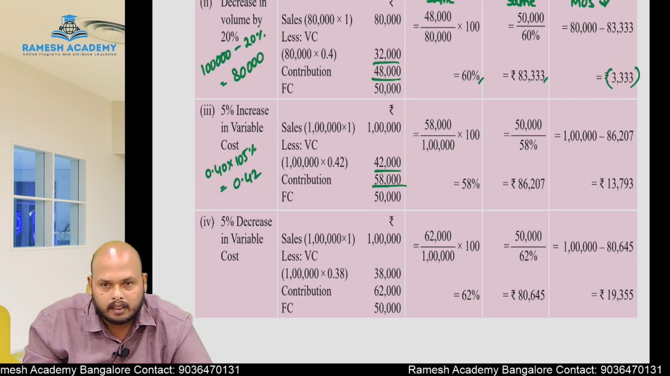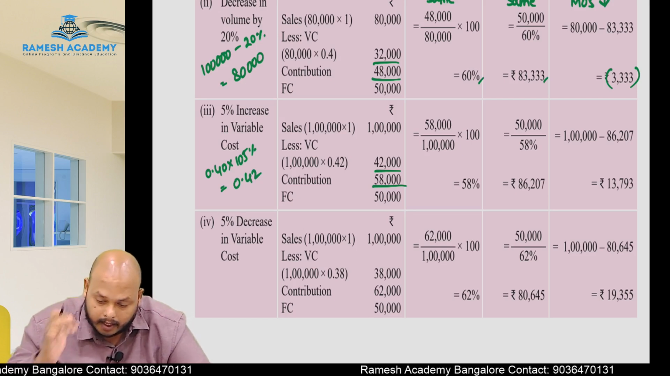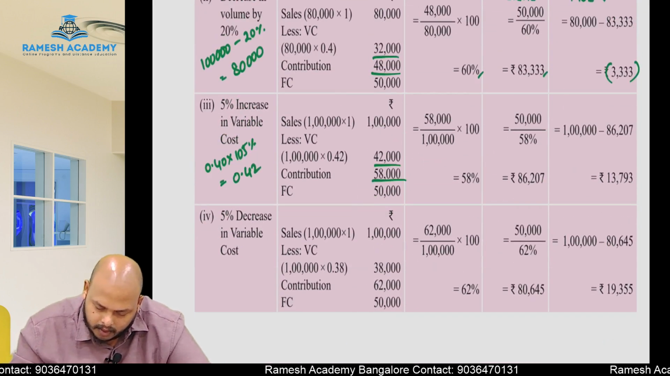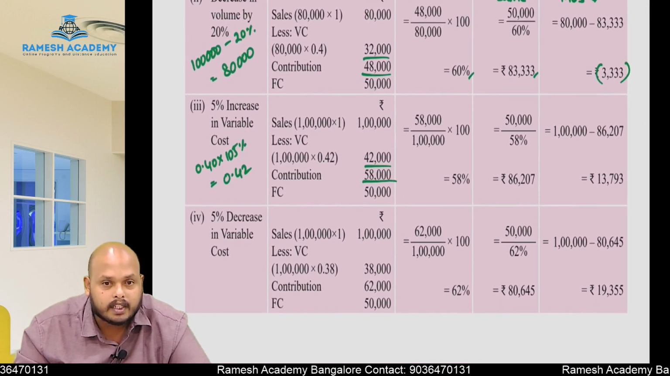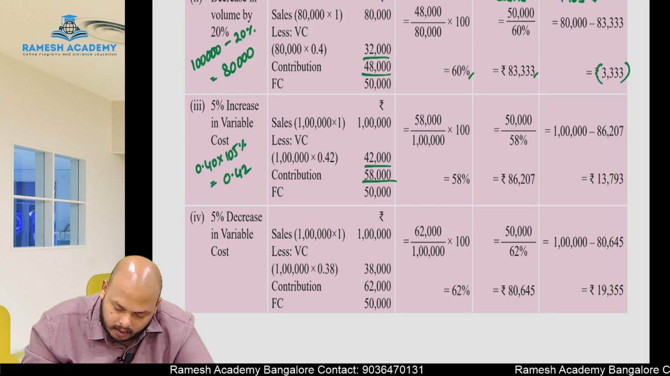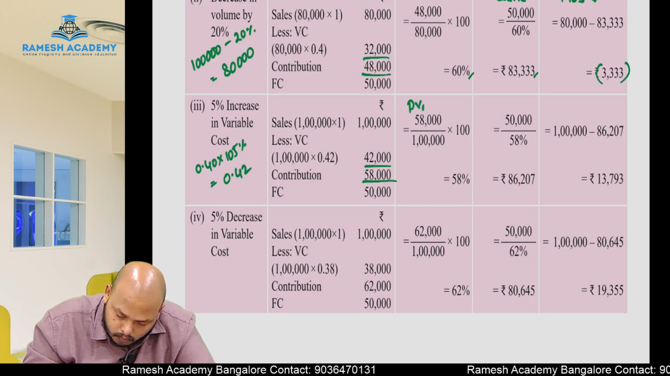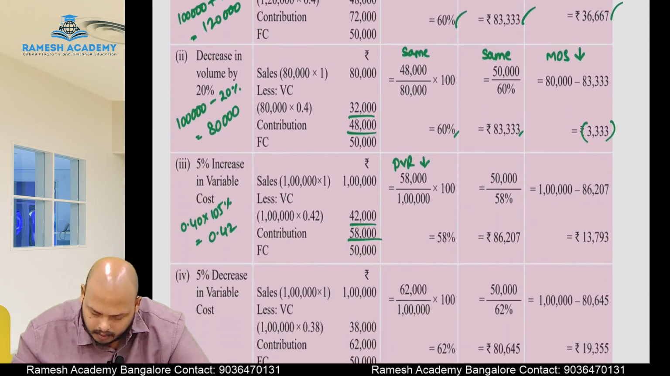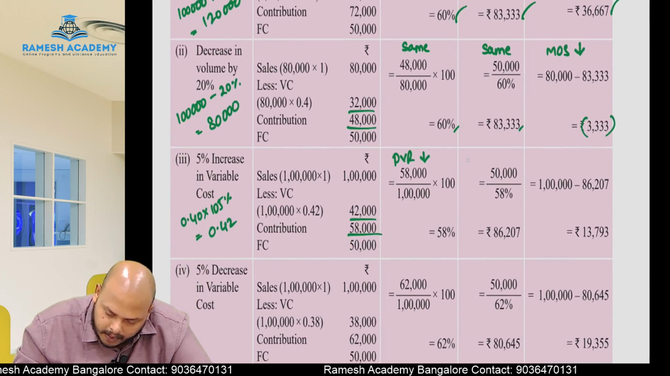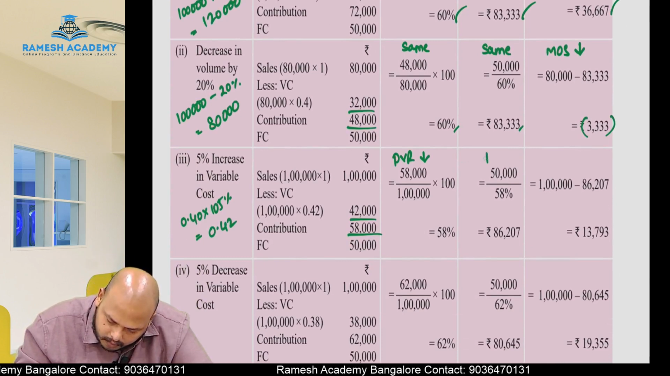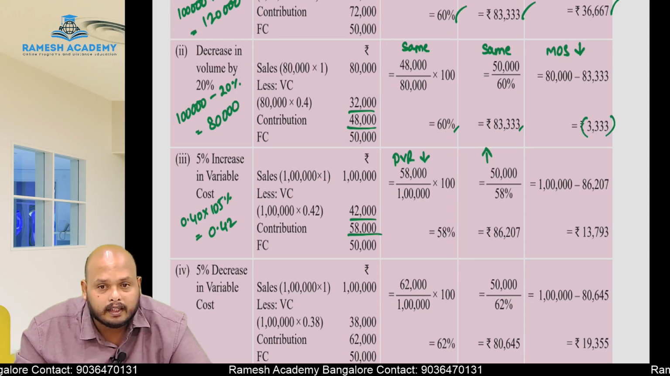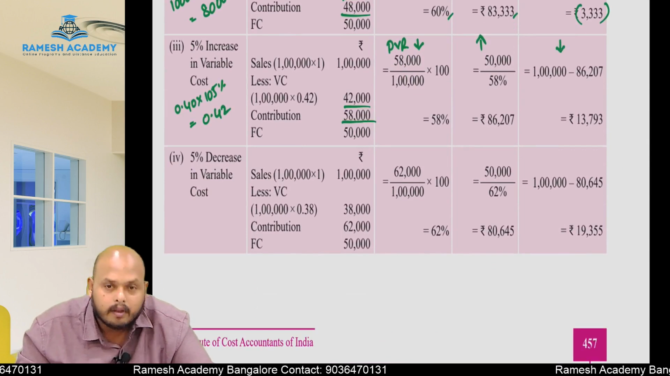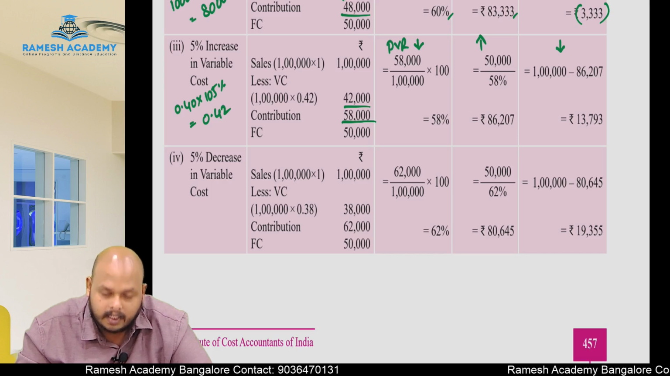Again, break even point 86,207 and the margin of safety is 13,793. Okay, means here when the variable cost is increasing, PV ratio decreases. Why? Because before it is 60, now it is 58%. Next, break even point increases and margin of safety decreases.